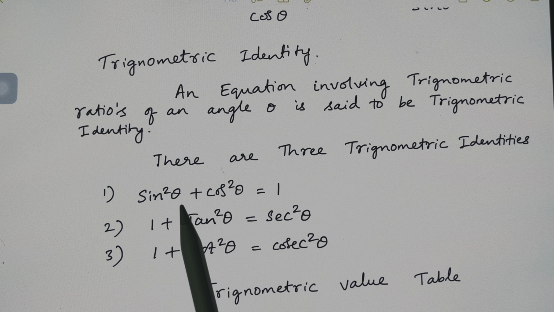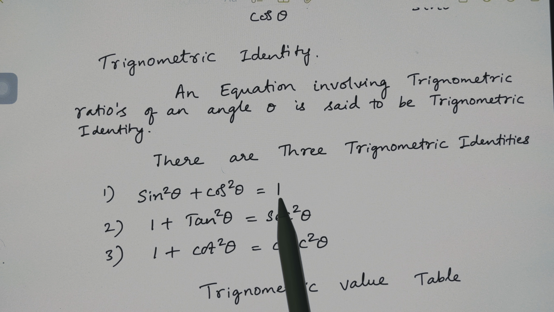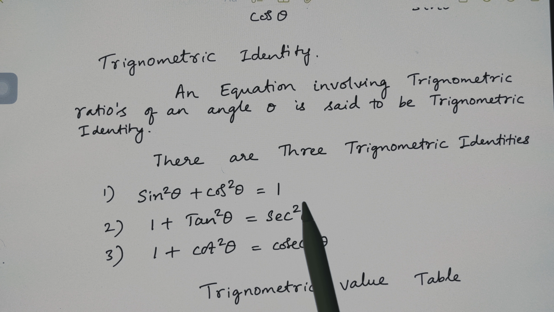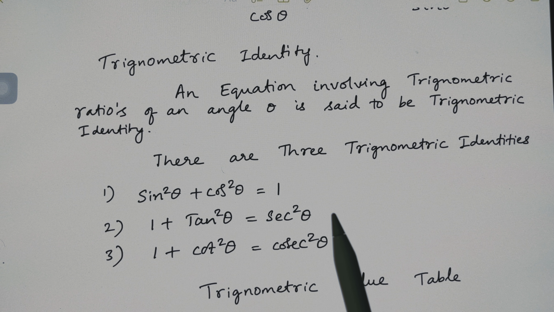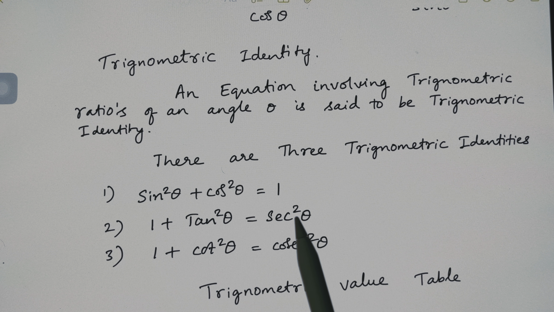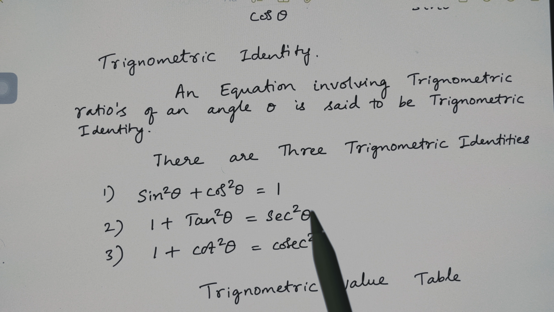First one is sin square theta plus cos square theta equals 1. Second one is 1 plus tan square theta is equal to secant square theta. Third one is 1 plus cot square theta is equal to cosecant square theta. So these are the basic identities. We can further simplify to get different identities or different formulas. We will do it later. Considering each identity, we will find different formulas. The identities are very much important in solving trigonometric ratios.